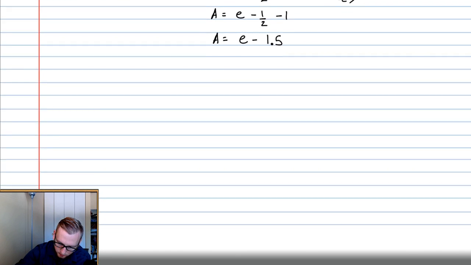Okay, next one. Area enclosed by two different parabolas. So we've got y equals x squared and y equals 2x minus x squared.